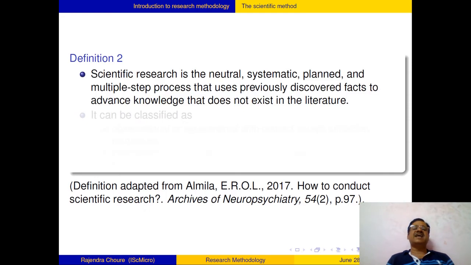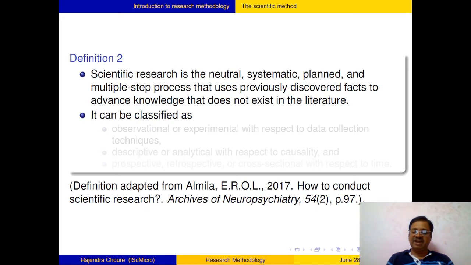The second definition says that scientific research is neutral, not biased, and systematic. It's very organized, and follows a well-defined path. It's a planned, multiple-step process that uses previously discovered facts to take knowledge further. And this knowledge does not exist in previous literature. It is the advancement of knowledge. New knowledge shall be searched through scientific research.